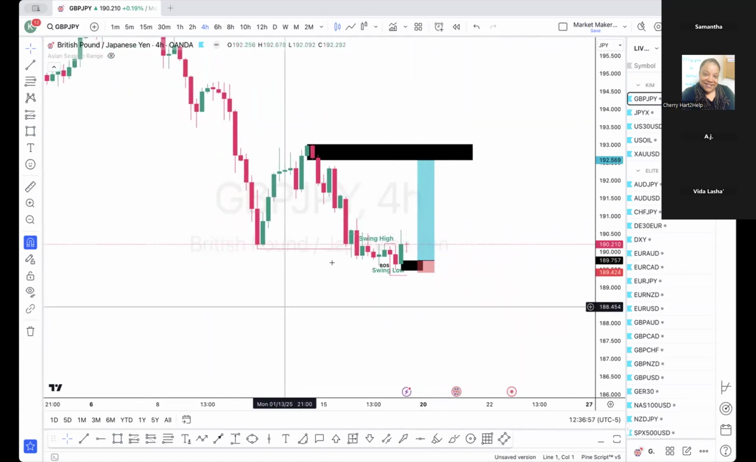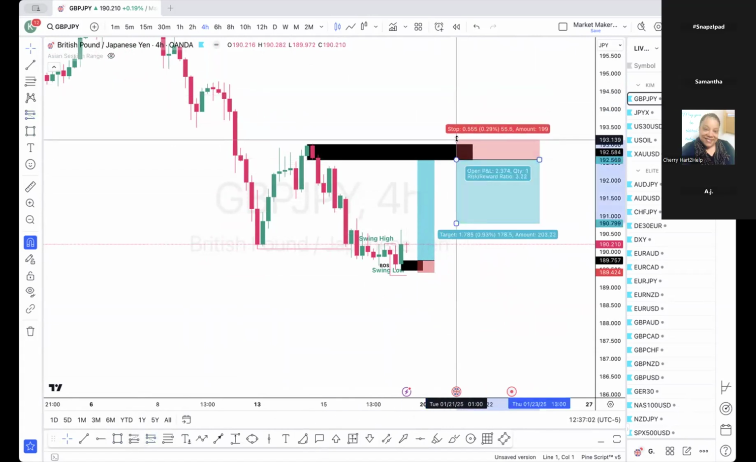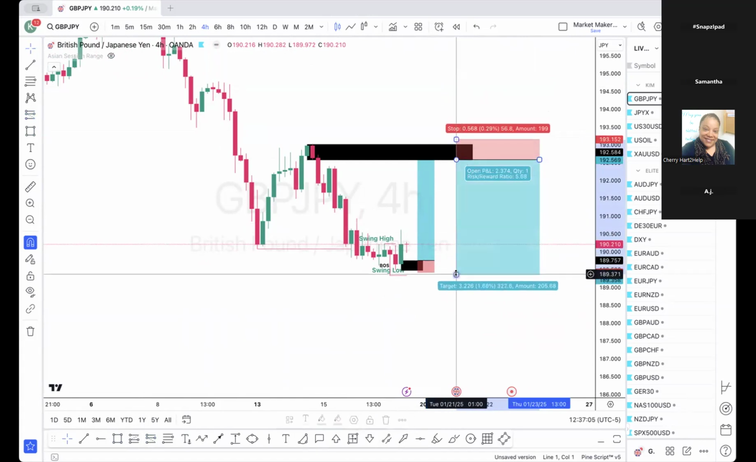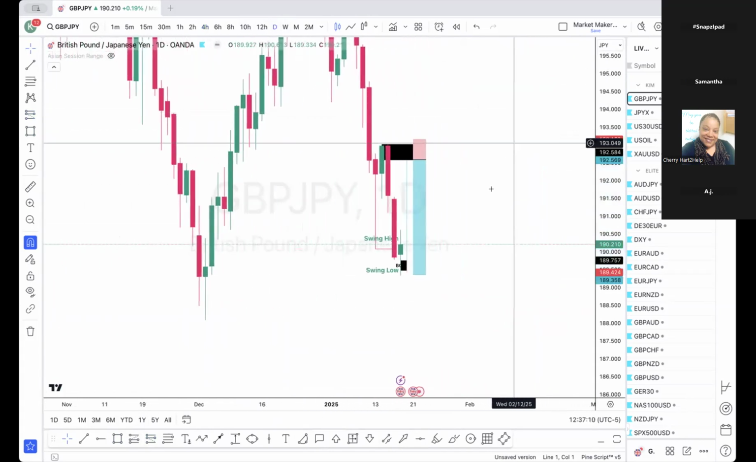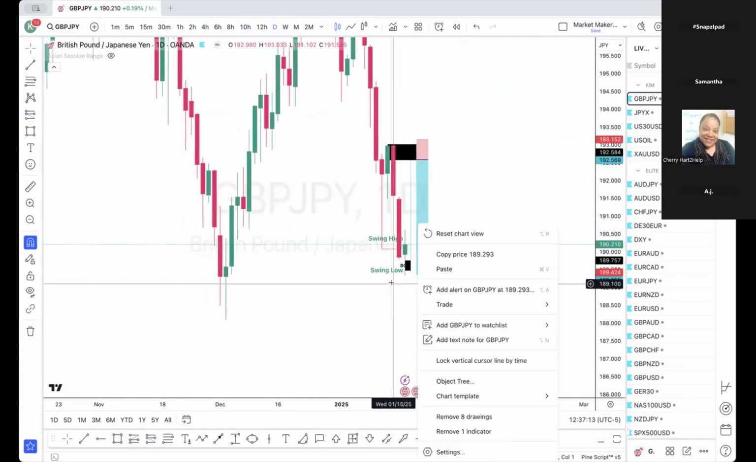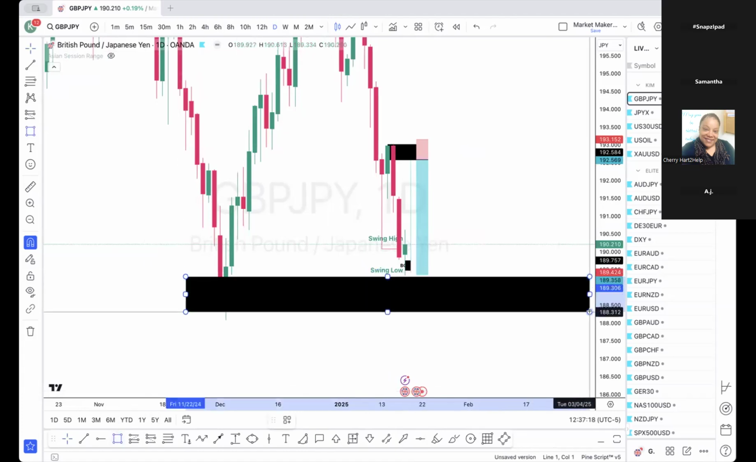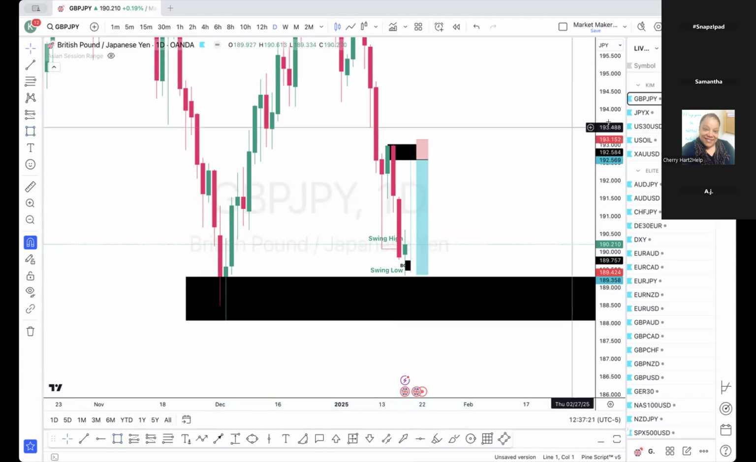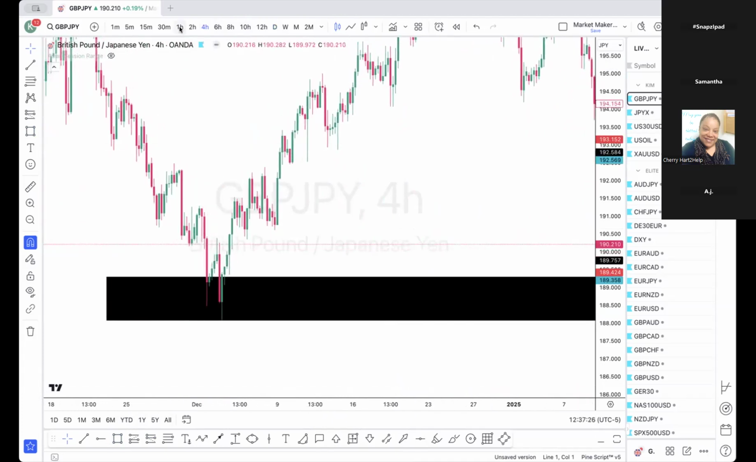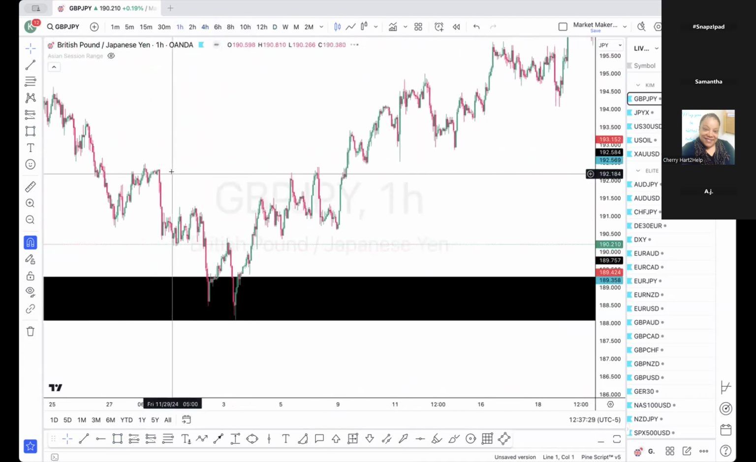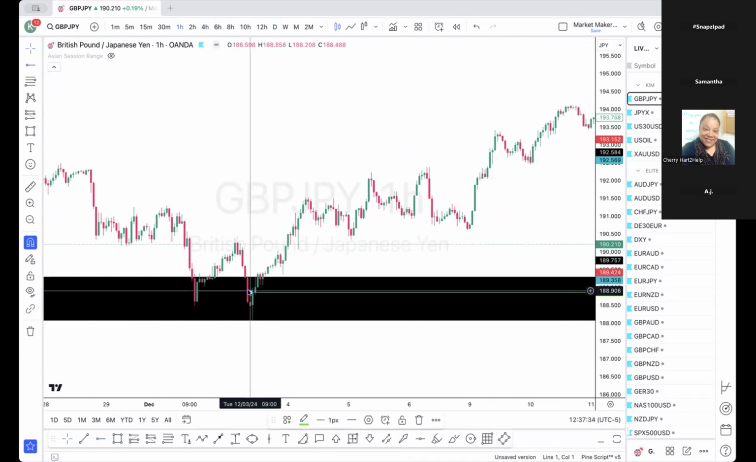And then I might even set a limit to sell back down from here to this low because price is still bearish. I'm really expecting price to come down to, there's probably a demand zone somewhere in the wicks of this zone here. Let's go down to the 4 hour. Let's go down to the 1 hour. And here we go. This is my demand zone.